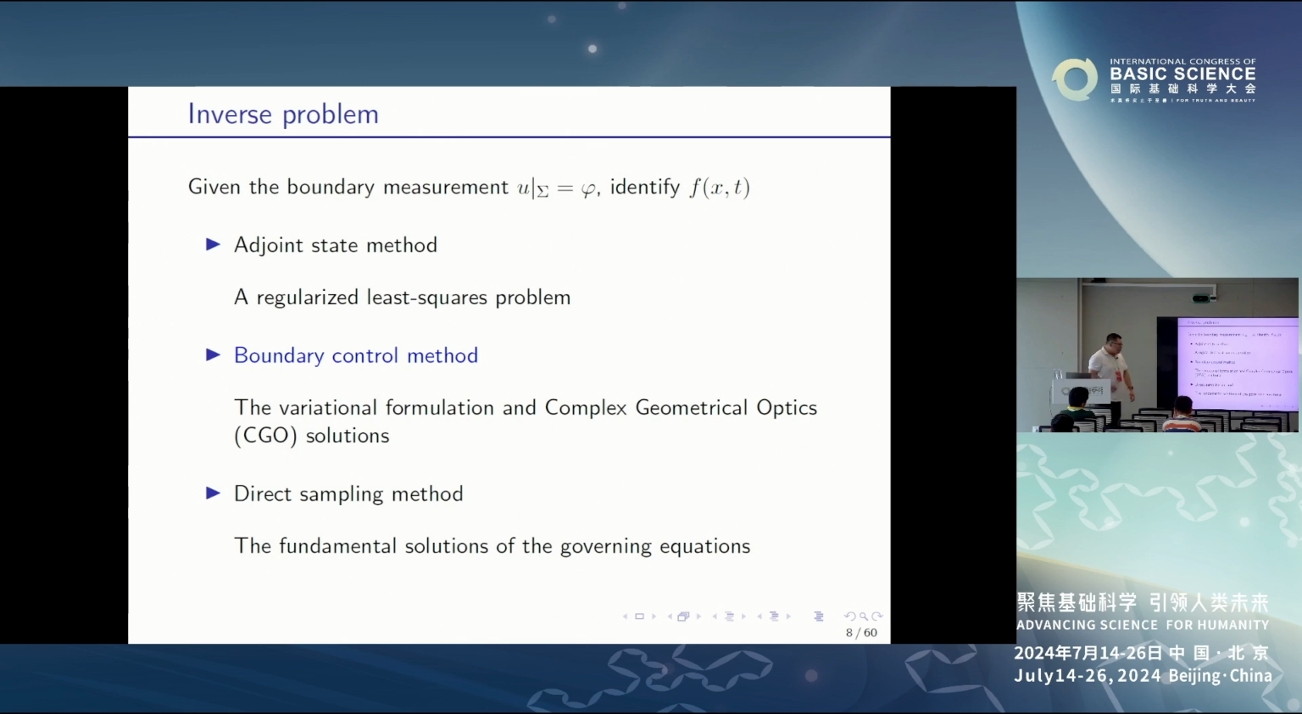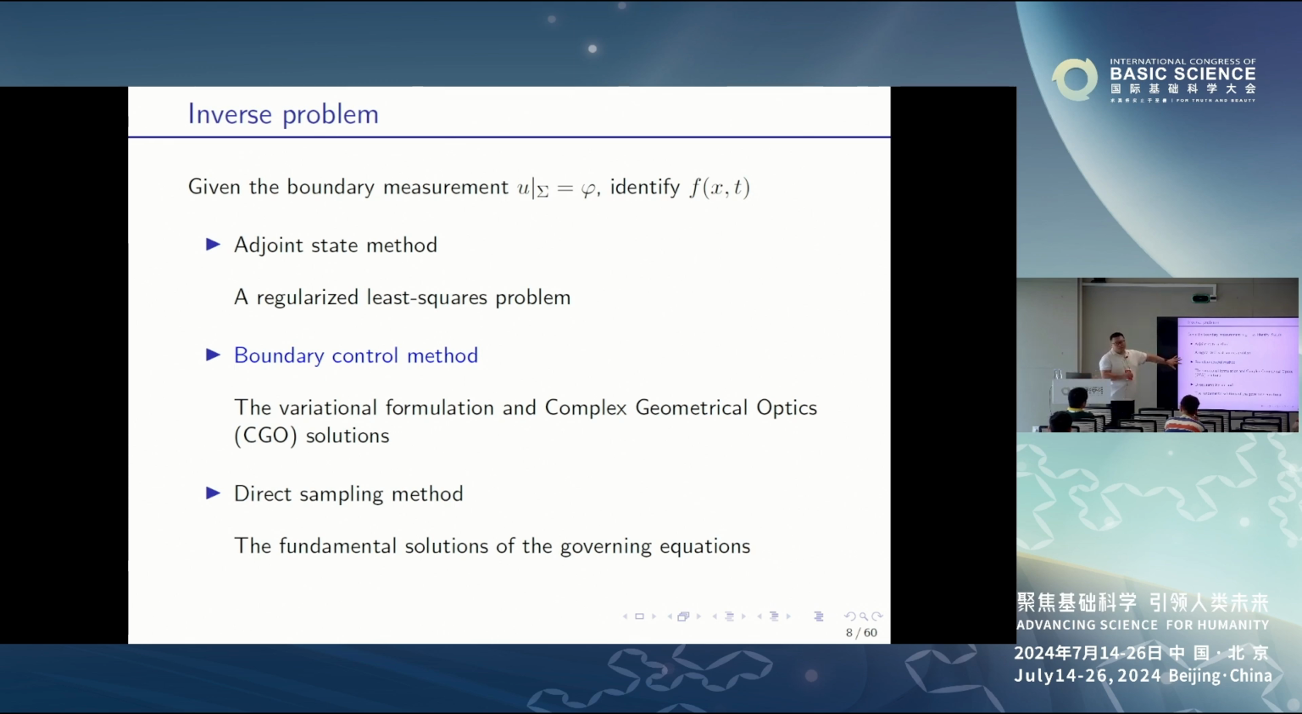And the third one is the direct sampling method. It is also very popular for inverse problems, and it is famous for being fast. Usually it's fast, but not that accurate, so you usually get a fuzzy reconstruction, but it's fast. For this direct sampling method, you usually need the fundamental solution of the governing equation, which is the heat equation here. And we're going to talk about the second one.